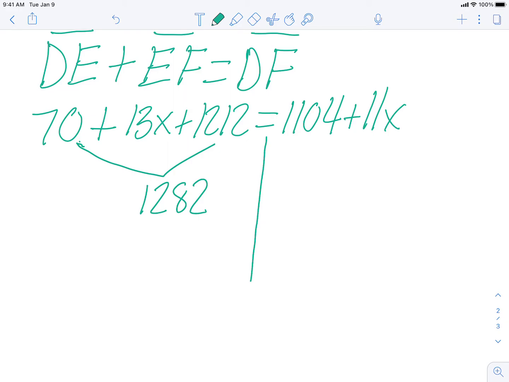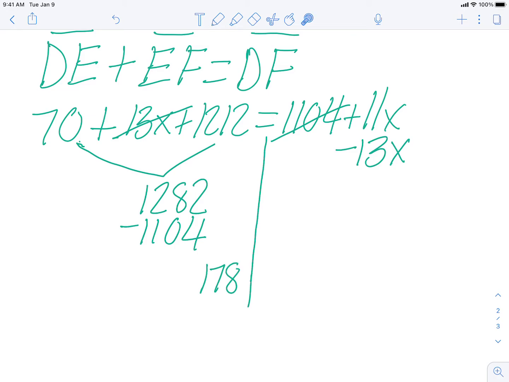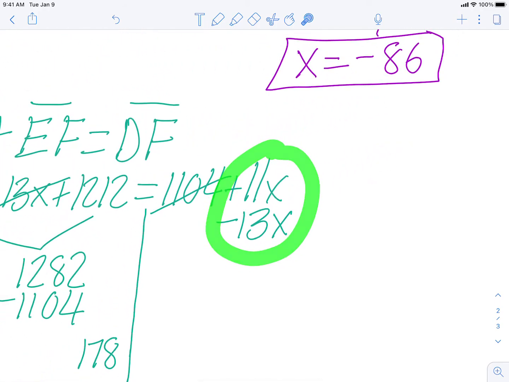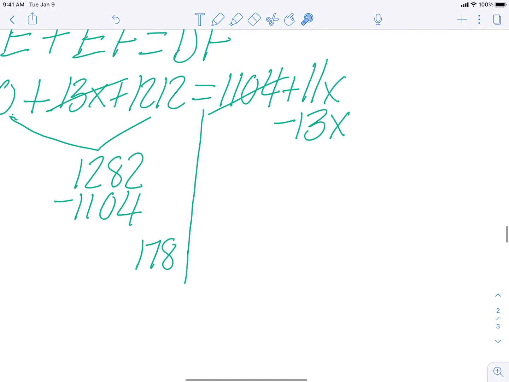So what I'm going to do is bring this 13x over to this side, and bring this 1104 over to this side, just like that. So using my calculator again, 1282 minus 1104 is equal to 178. And these two right here are not the same sign, so I have to subtract them. 13 minus 11 is 2, and a negative 2x, because 13 is bigger and 13 is a negative.